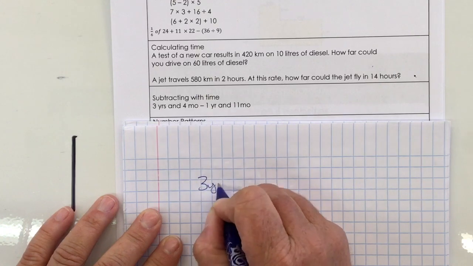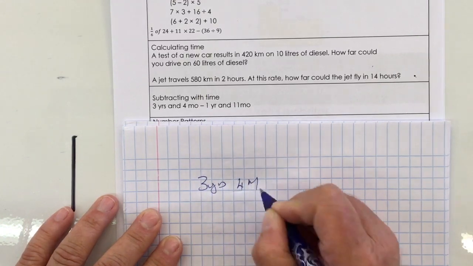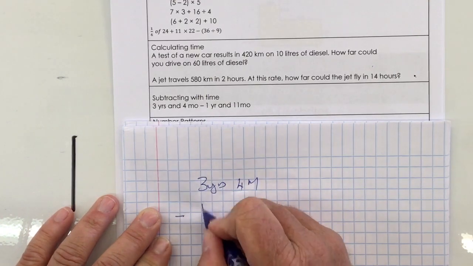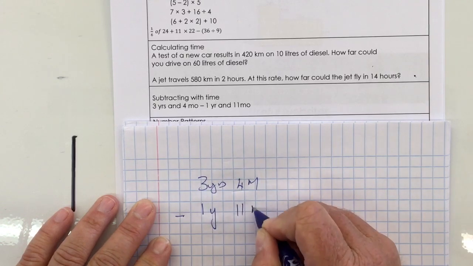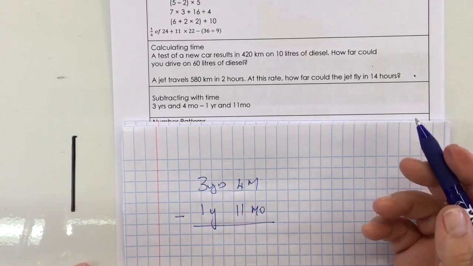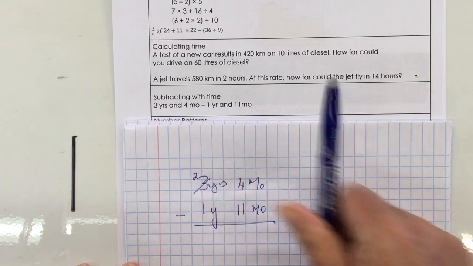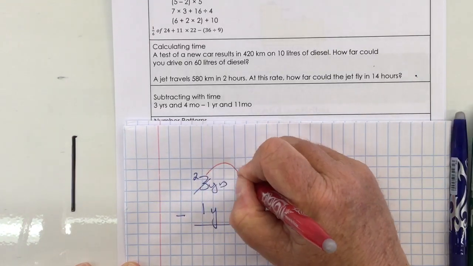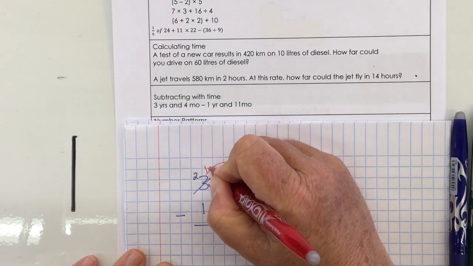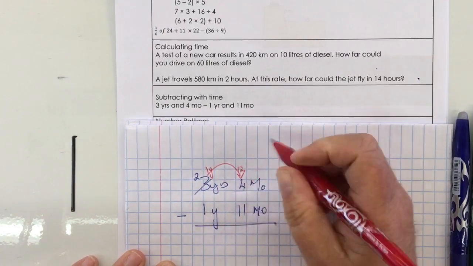I've got 3 years and 4 months minus 1 year and 11 months. Okay. Now we're going to go and borrow. So this is going to become 2. This is where I like you to show your borrow. What did you borrow? I borrowed 1 year, and over here it's 12 months.